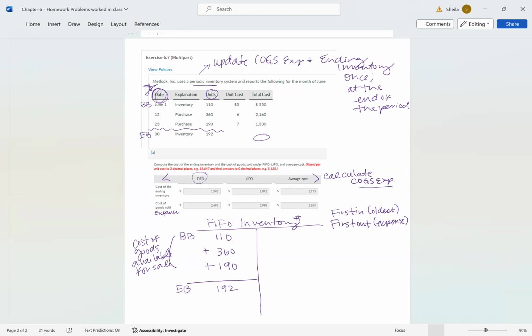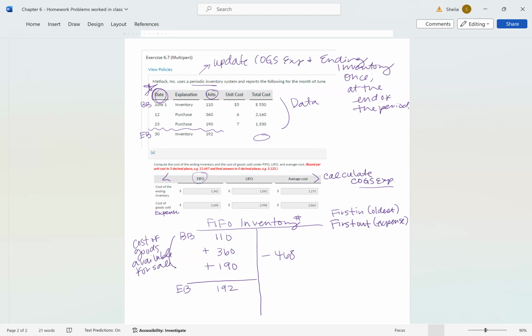Okay. Remember, these are all of our positives. And in order to get to 192 units left, that means we had to have sold some. So if I back into this and take my beginning balance plus my purchases minus my ending balance, I know that I've sold 468 units. Now, keep in mind, that's going to be the same for FIFO, LIFO, and average cost because the data is all the same. Okay, this is just our data of what happened. So those numbers aren't going to change. Keep that in mind. But now let's focus on this inventory valuation process.